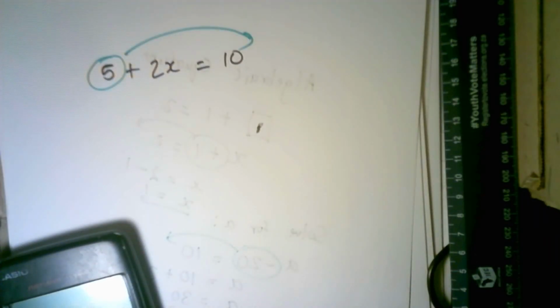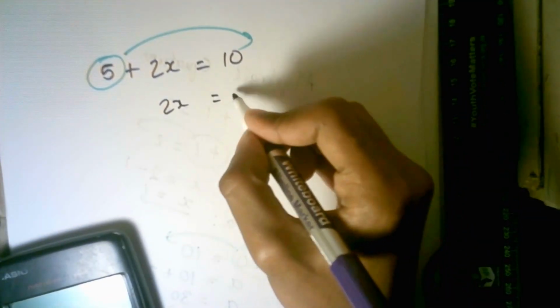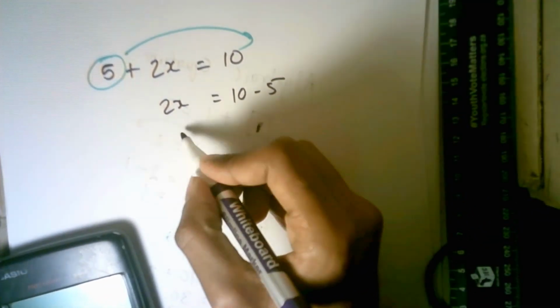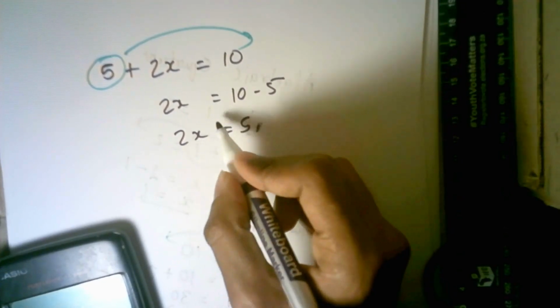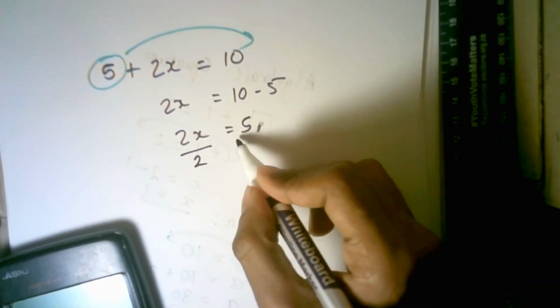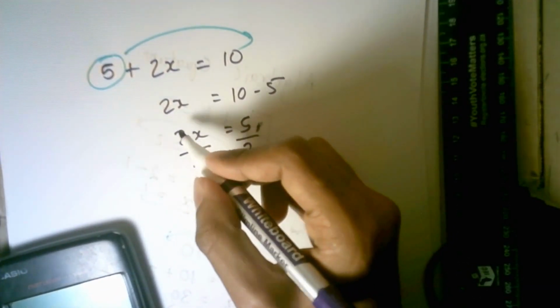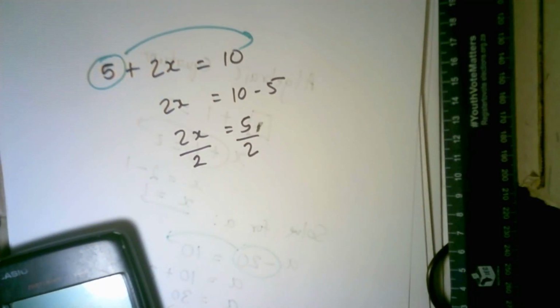I'm left with 2x is equal to 10 minus 5. 2x is equal to 5. And now to solve for x, I divide the left-hand side by 2, the right-hand side by 2. And why do I divide both sides by 2? Technically, I'm multiplying the left-hand side by a half and the right-hand side by a half. That's the multiplicative inverse. Well, multiplying by a half is the exact same thing as dividing by 2.